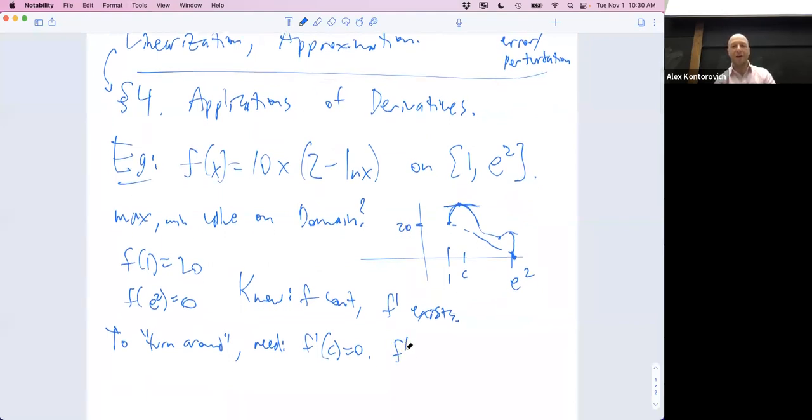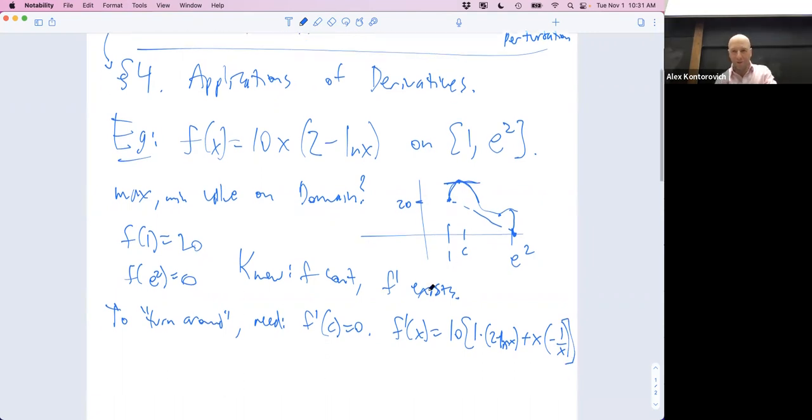Okay, so what is f prime of x? Let's differentiate this function, 10x times 2 minus natural log of x. Now we're experts at differentiation. Chapter 3 was all about getting really good at differentiation. So 10 is a constant. Then I have a product rule. I'll differentiate the x and leave the 2 minus natural log alone, plus I'll leave the x alone and differentiate 2 minus natural log of x. The derivative of natural log is 1 over x. The 2 is a constant, so its derivative is 0, and the minus sign gives us a minus 1 over x.